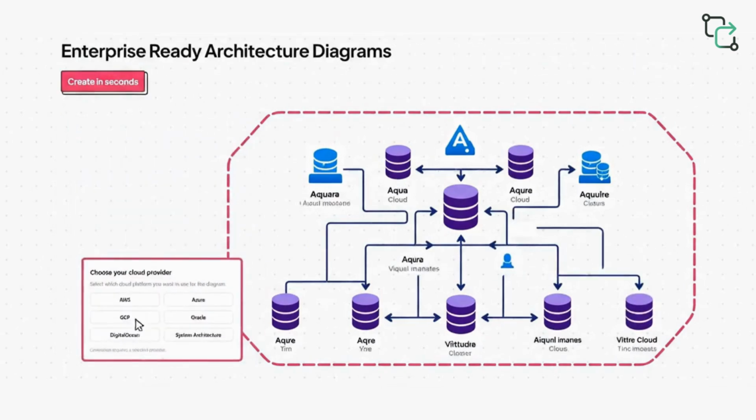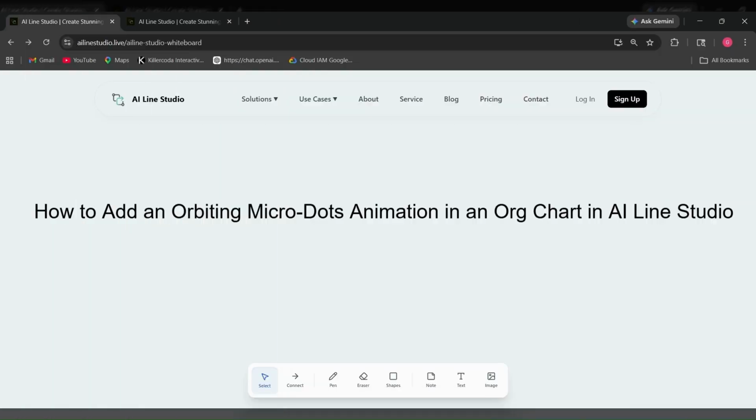Clear, structured, production ready. Hello everyone, welcome to AI Line Studio tutorial 183, and today's topic is how to add an orbiting microdots animation in an org chart in AI Line Studio.